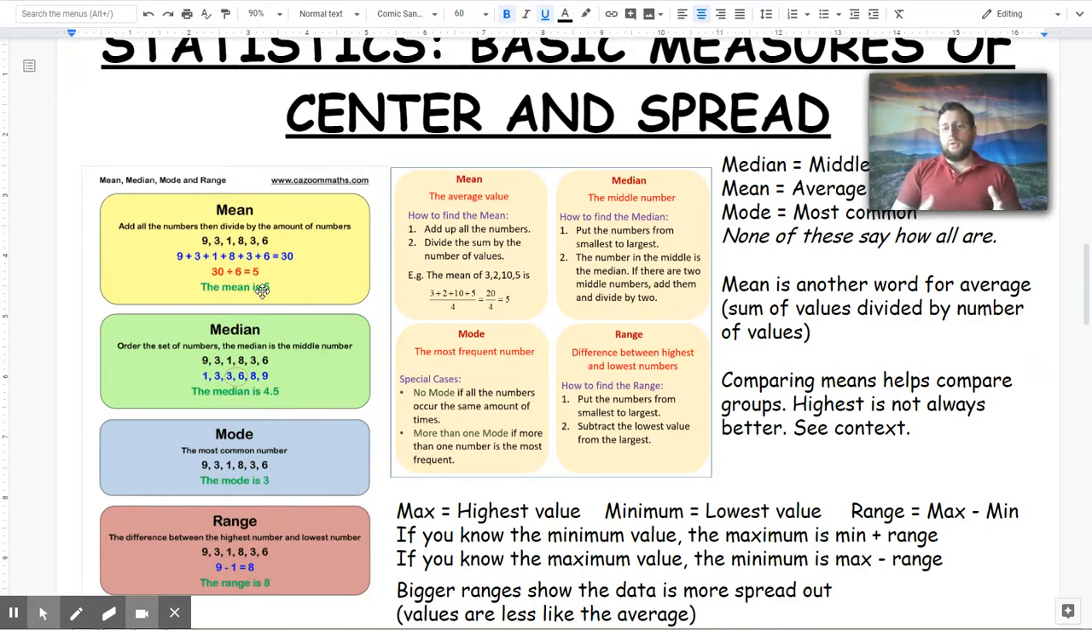In the next video, I'm going to talk about visualizations that help us see how often numbers happen and how well your data is distributed.